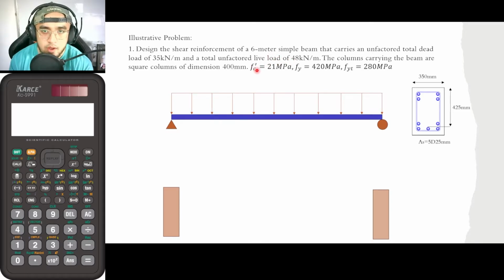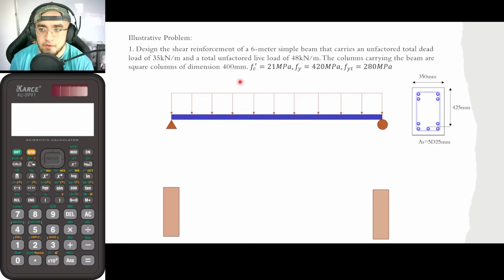and we would now be considering f'c equal to 21 megapascal, fy is equal to 420 megapascal, and fyt is now equal to 280 megapascal. And take note that the cross section of our beam would now look like this, whereas the breadth of the web, or bw, is equal to 350 mm, and the effective depth is now equal to 425 mm. We would now be making use here of 5 diameter 25 mm rebars, which does not have any use in this video. Anyway, in this video, we would now be solving for it via the simplified method first.